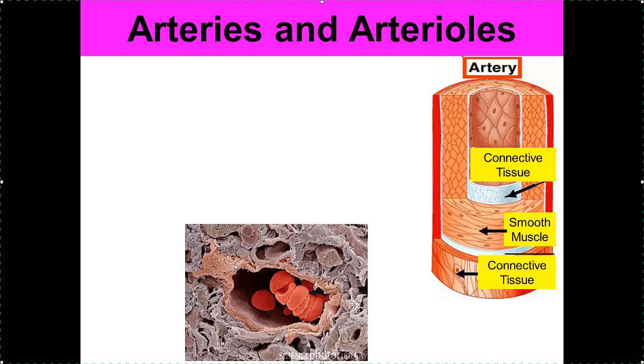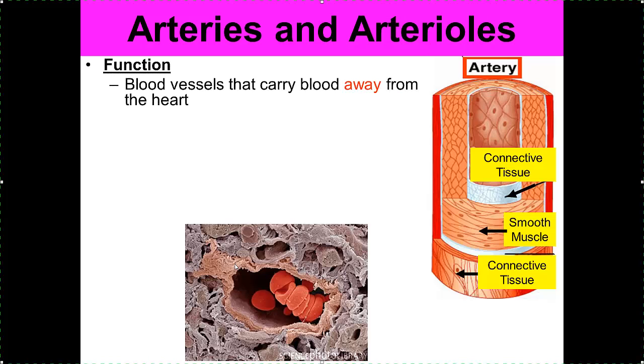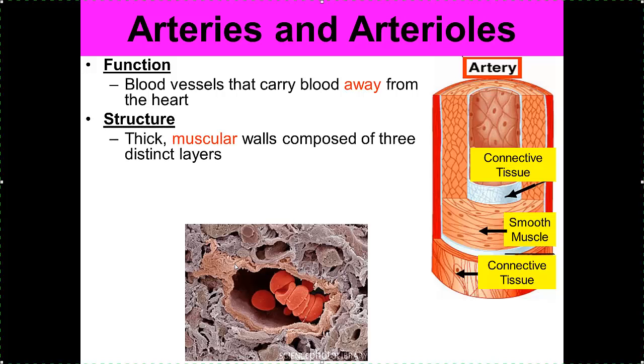What can we talk about with regards to arteries and arterioles? Well, the function of an artery is to carry oxygenated blood away from the heart. Their structure, they have thick muscular walls, and they're composed of 3 distinct layers. They contain connective tissue on the top, smooth muscle tissue, and connective tissue on the bottom.